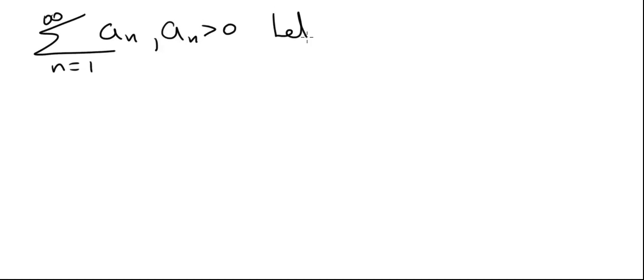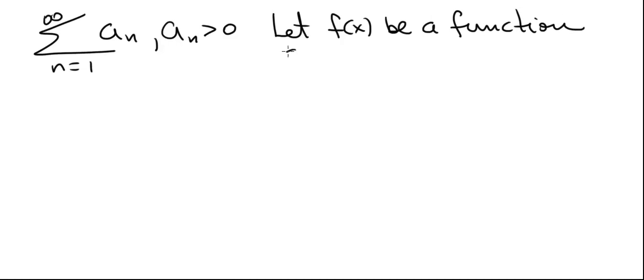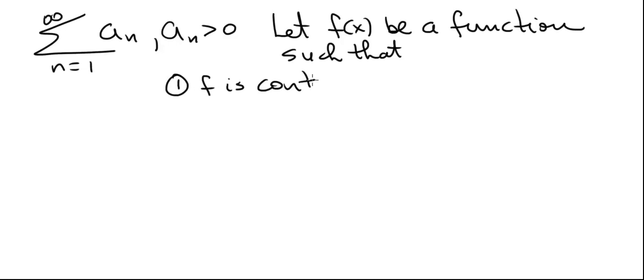Suppose we have a series a sub n where each term is positive, and suppose we found a function. So let f of x be a function such that 4 conditions are satisfied. 1, f is continuous on the interval 1 to infinity.